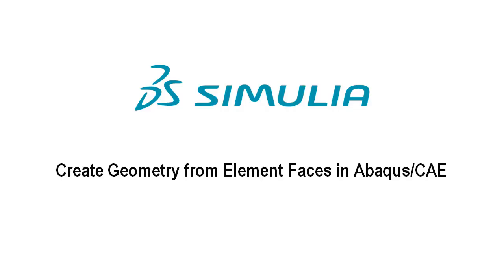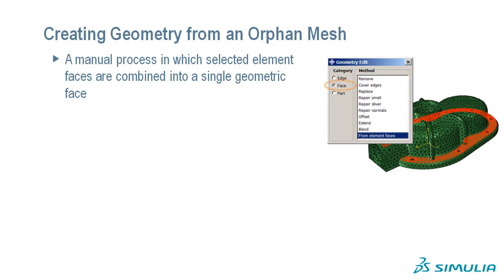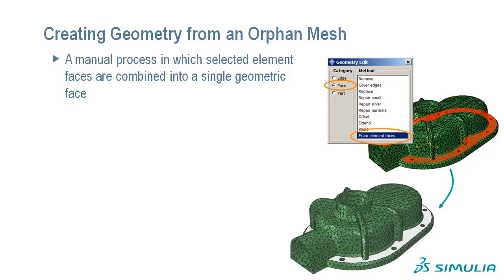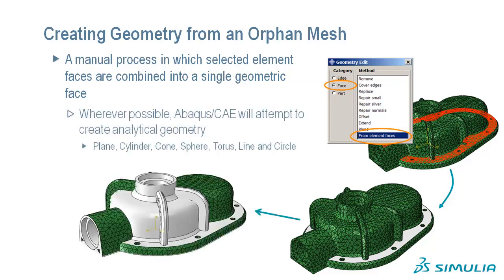In Abaqus CAE, you can create geometric faces from element faces. This is a manual process in which selected orphan element faces are combined into a single geometric face. Whenever possible, Abaqus CAE will create analytical geometry, such as a plane or cylinder, on the selected element faces.